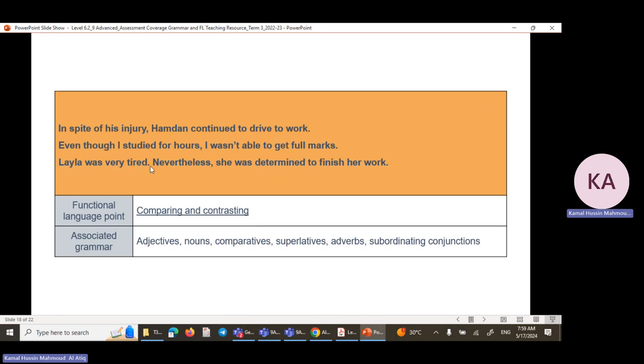Because if she was tired, this means that the logical answer or the possible answer is that she's not going to complete her work or finish her work. But whenever you have different results, you will use nevertheless or you use even though. Nevertheless must be inserted in the middle of the sentence, even though at the beginning of the sentence, and in the middle you insert a comma.